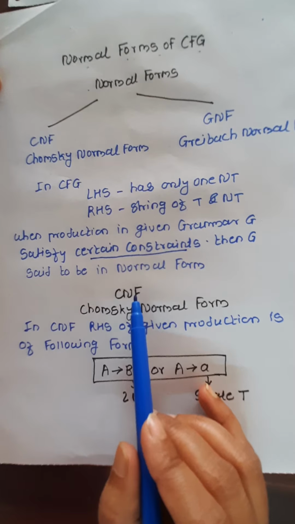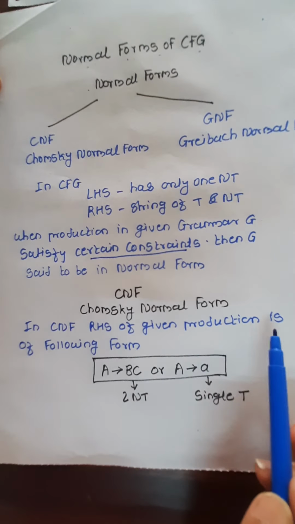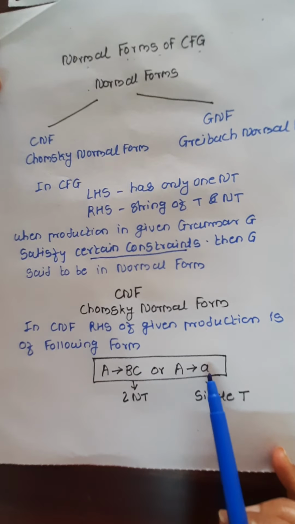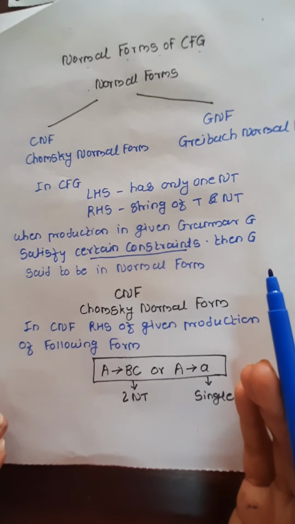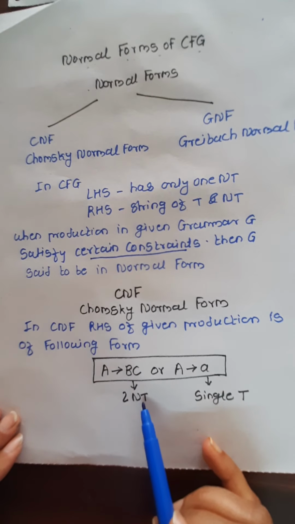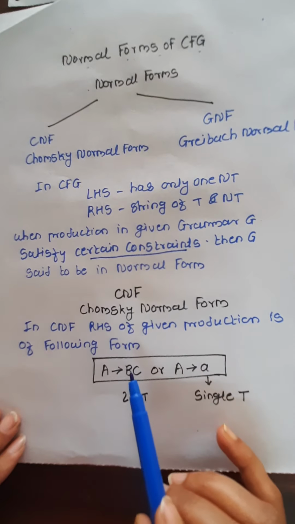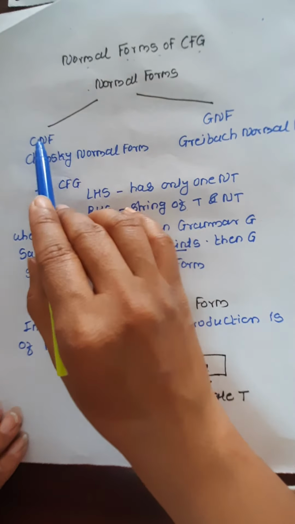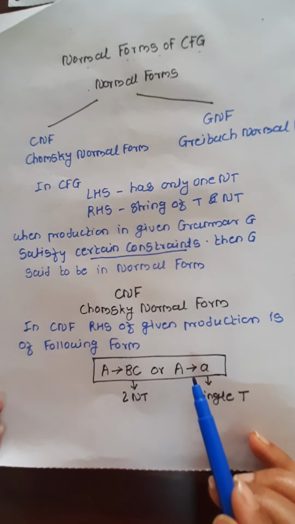How are we going to convert the CFG into the CNF? In CNF, the right hand side of a given production is of the following form: A gives BC or A gives a. Meaning in the CNF there is a restriction on the right hand side of the production. The right hand side only contains two non-terminals or a single terminal, and that is the constraint for the CNF. If a given grammar follows this restriction, then that grammar is said to be in the CNF. Clear? Now let's explain with the help of an example so you will understand better.